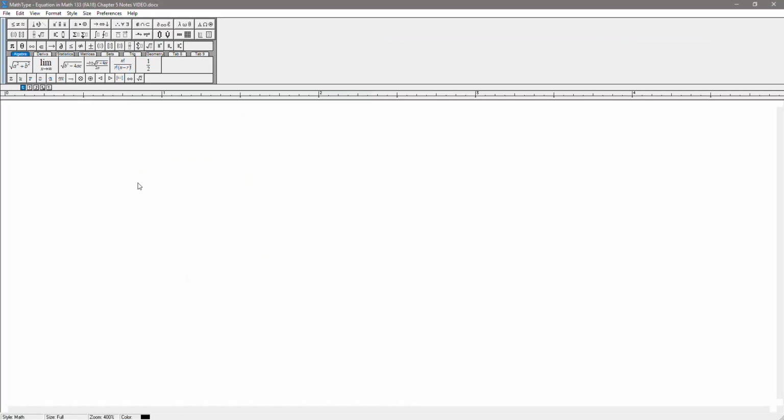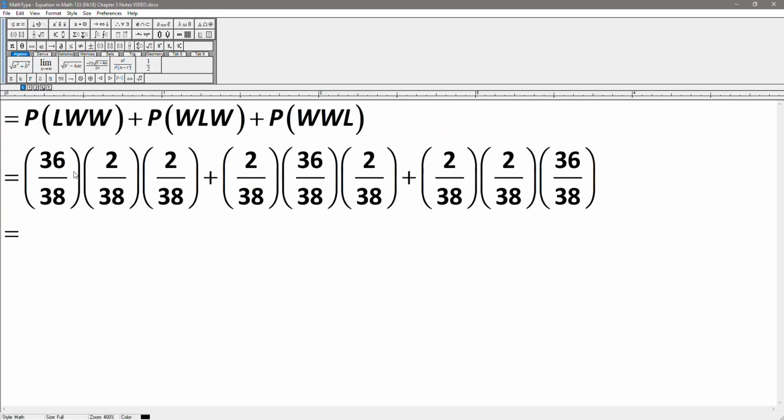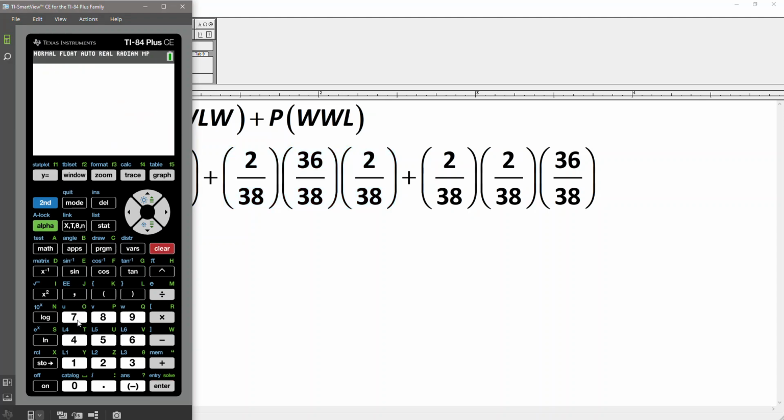All right, so for loss, win, win, that would be loss, 36 out of 38, times win, 2 out of 38, times win, which is 2 out of 38. Again, because they're independent, you multiply, right? Because this is a sequence of multiple events. So we use the multiplication rule. And then you do it again for win, loss, win, and then again for win, win, loss. So we need to know what that is. We need to take our calculators and find out what 36 out of 38 times 2 out of 38 times 2 out of 38 is, or it's 2 out of 38 squared. So I'm going to type it that way. I'm not going to bother with the full fraction thing because I can always do it after the fact if I need to.